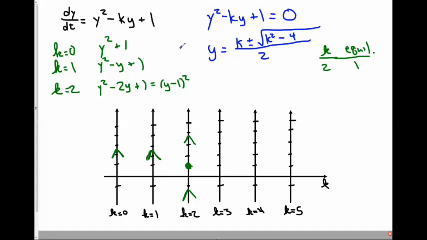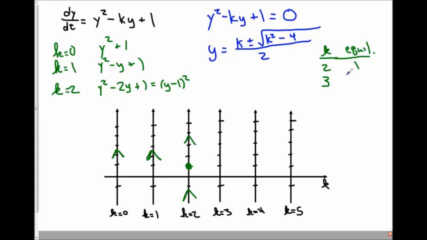It's neither a source nor a sink, it's a node. Okay. Now what happens at k equals 3? So at k equals 3, we get a 9 minus 4 here. We actually get a square root of 5. So we get (3 plus square root of 5)/2, and we get (3 minus square root of 5)/2. So we're actually getting two answers now.